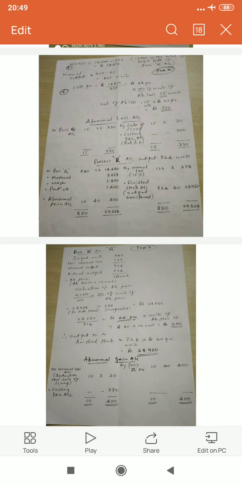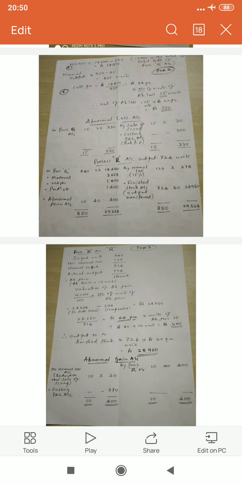Now, normal loss, in the sense reduction in the sale of scrap. 10 units, which rate should be taken? The rate to be taken is realizable value of the sale of scrap arising out of process R, that is at the rate of rupees 3. Process R at the rate of rupees 3 amounting to rupees 30, and the balancing amount is to be transferred to costing profit and loss account. It implies abnormal gain account debtor to costing profit and loss account, and accordingly the debit and credit side can very well be closed.